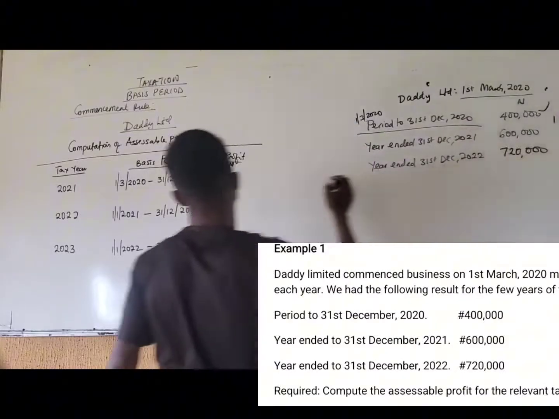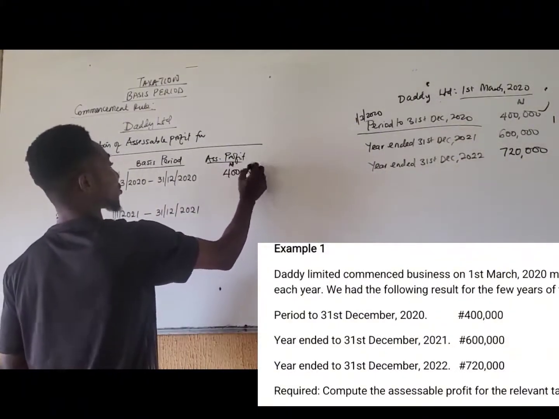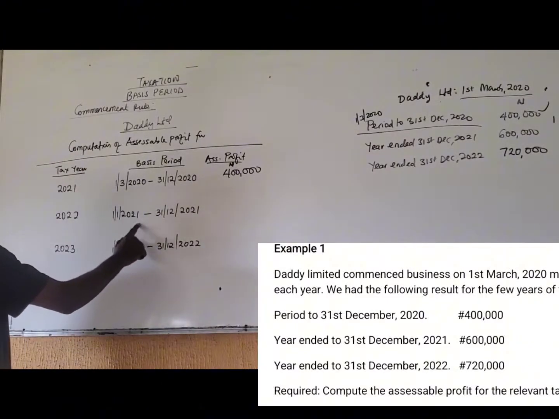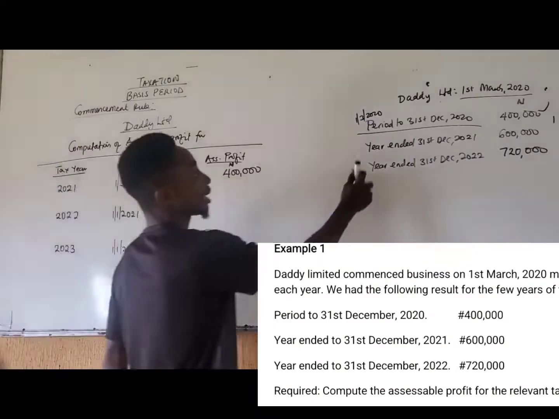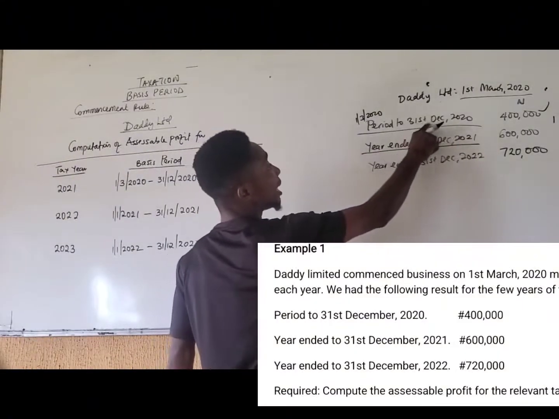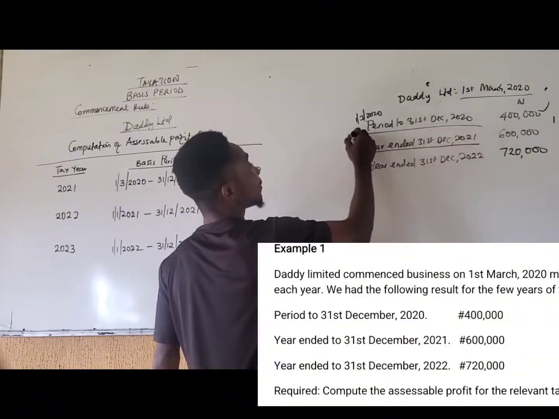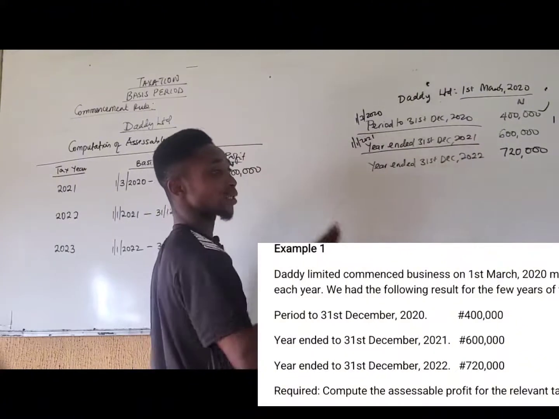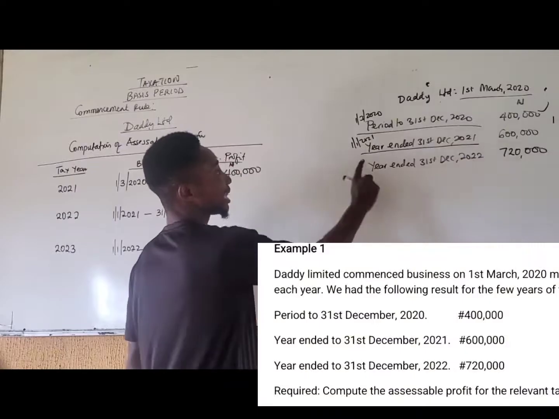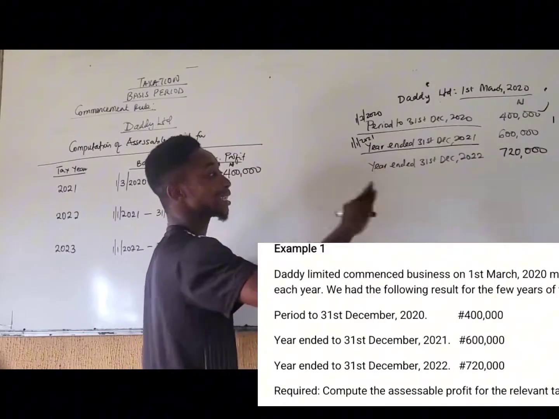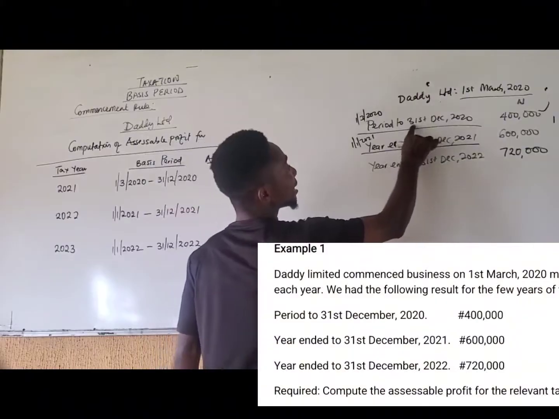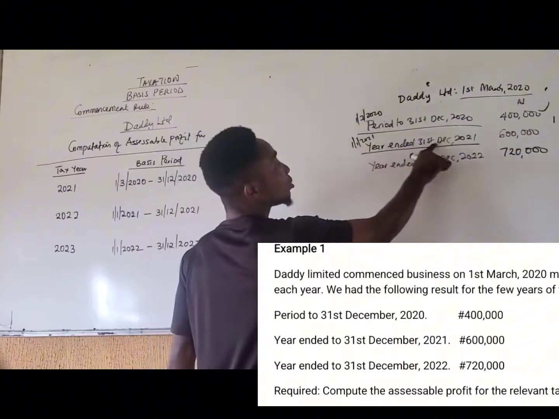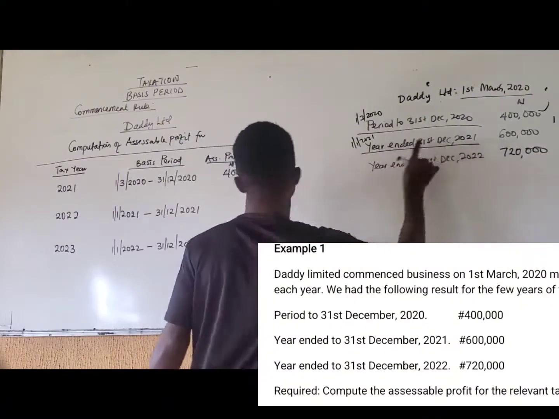How much was made? 400,000 naira. Then the next basis period, 1st January 2021 to 31st December 2021. That's the period we have here, because if this period ends 31st December 2020, it means here started from 1st January 2021. So when you see period 2, it's either less than 12 months or more than 12 months. Then when you see year ended or year 2, it's exactly 12 months. So if year ended 31st December 2020, it means year started 1st of January 2021 down to 31st December 2021. And that's the same period we have here.